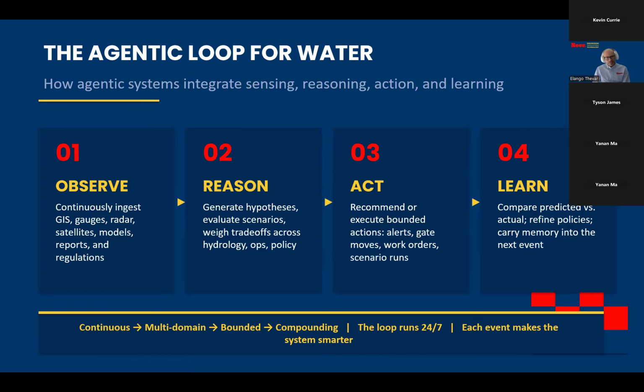We can continuously ingest GIS, radar, satellite, your HEC-RAS model, or reports and regulations in the first category, observe. The second is generate hypotheses and evaluate scenarios. Let's say you wanted to forecast what's going to happen, and you give the agent all these models and everything, and it can reason. Okay, I'm getting all these things, I want to run this model every few hours, ingest that data, run the model, and then recommend or take whatever action you want to perform.